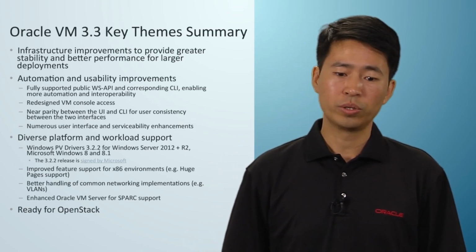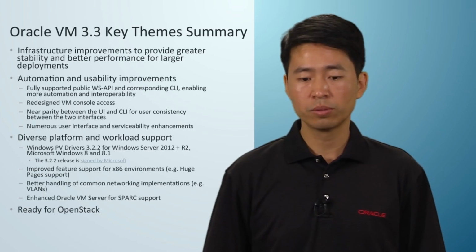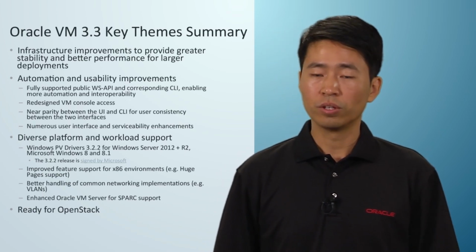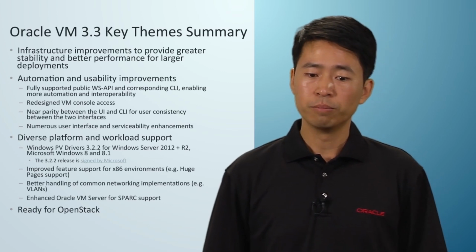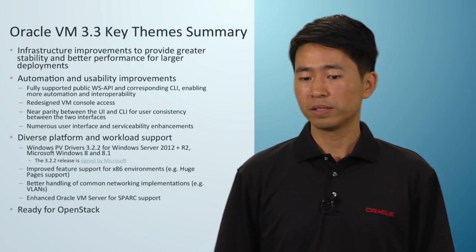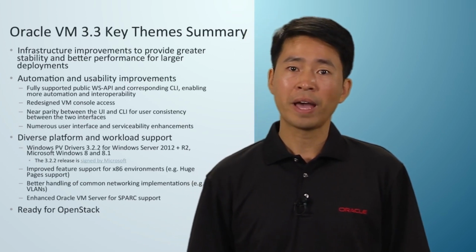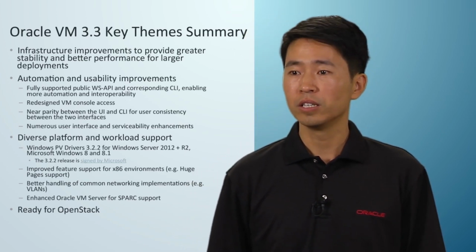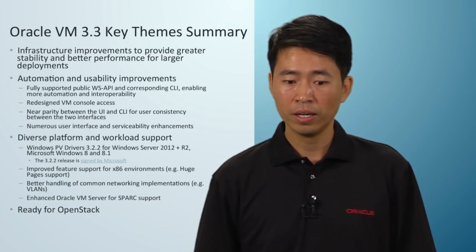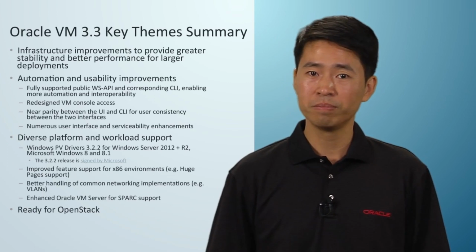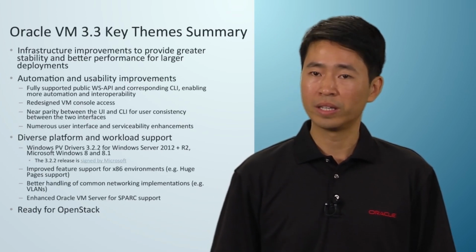The next category offers much more diverse platform and workload support, including, as I mentioned, the Windows PV drivers, and improved support for some x86 environments, for example, huge page support. On the networking side, there is an improved VLAN implementation and enhanced Oracle VM Server for SPARC support. At the same time, Oracle VM 3.3 is ready for OpenStack.